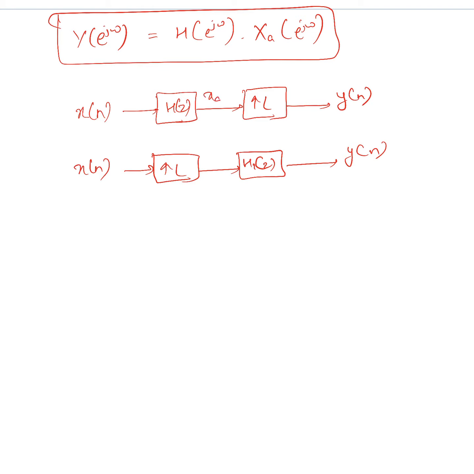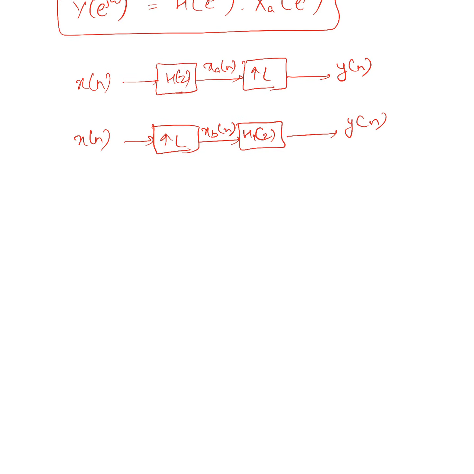So similarly we can denote the intermediate signals as xa of n and xb of n, right? So let's say again that h1 of z is equal to h of z to the power L. Then in that case both these block diagrams are equivalent. Whenever I interchange the position of the filter and the upsampler or downsampler, the frequency response of the filter would change, right? So this is the idea.